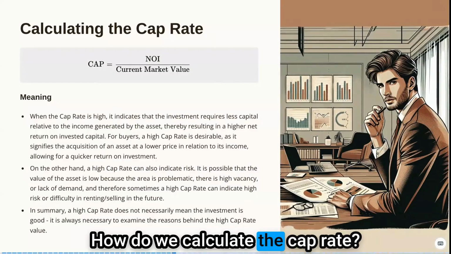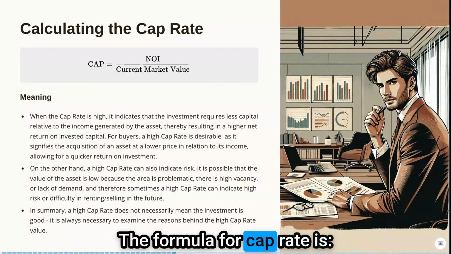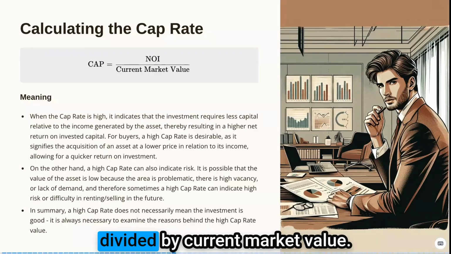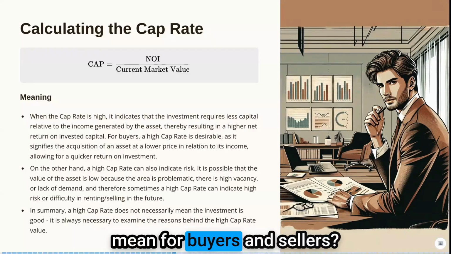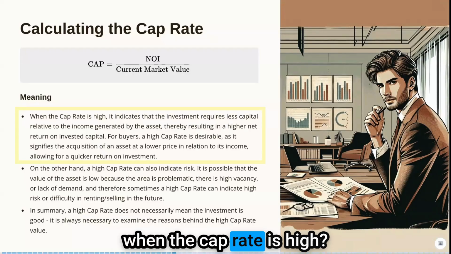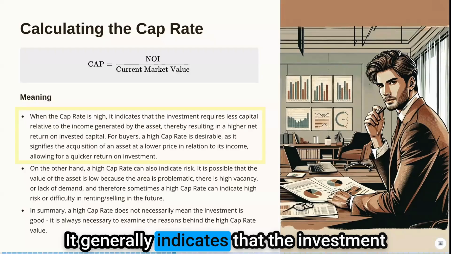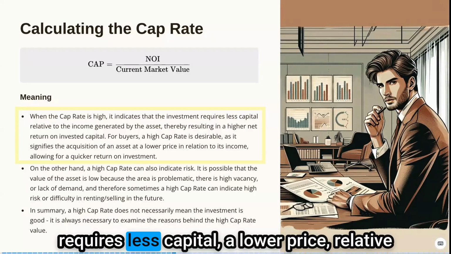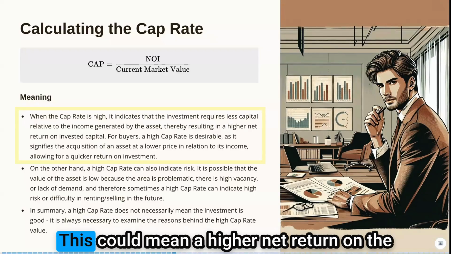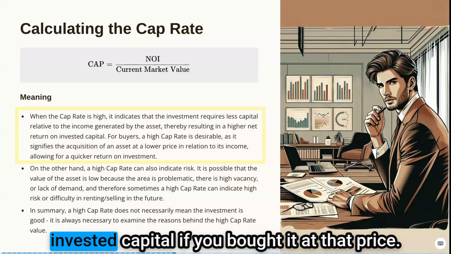How do we calculate the cap rate? The formula for cap rate is cap rate equals net operating income divided by current market value. What does the cap rate mean for buyers and sellers? Interpreting a high cap rate. When the cap rate is high, it generally indicates that the investment requires less capital, a lower price relative to the income the asset generates. This could mean a higher net return on the invested capital if you bought it at that price.